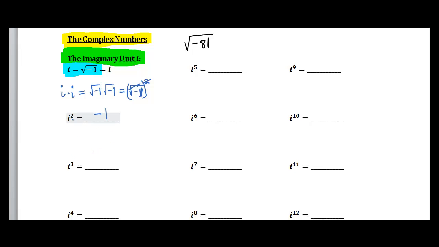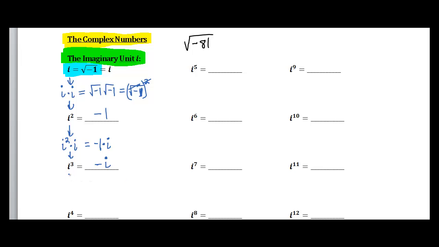All right, now I'm going to go from i squared to i cubed. In order for me to get from i squared to i cubed, I just multiply i squared by i. That'll give me i to the third power. Well, I already know that i squared is negative 1, so this is going to be the same thing as negative 1 times i. And negative 1 times anything is just the negative of that thing. So i cubed is negative i.